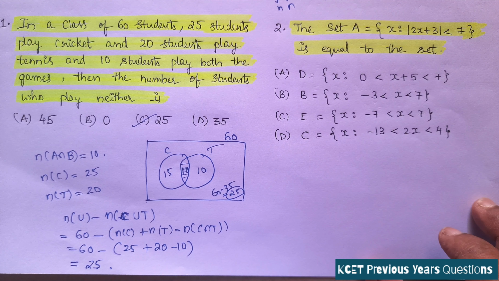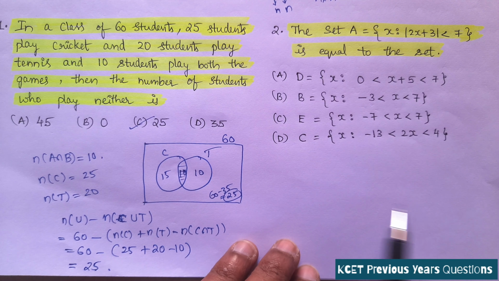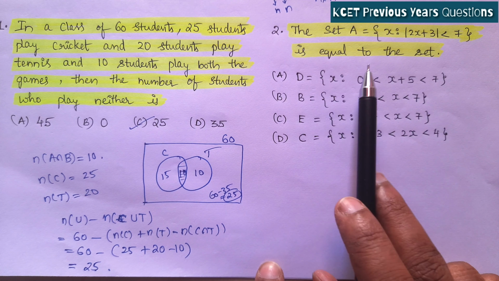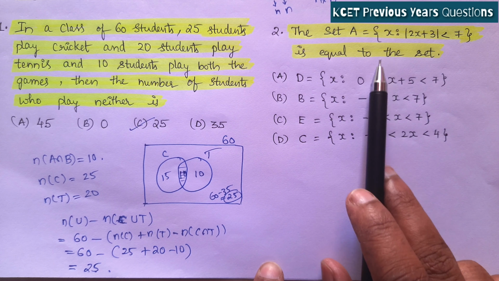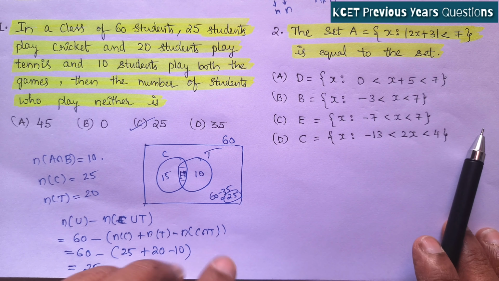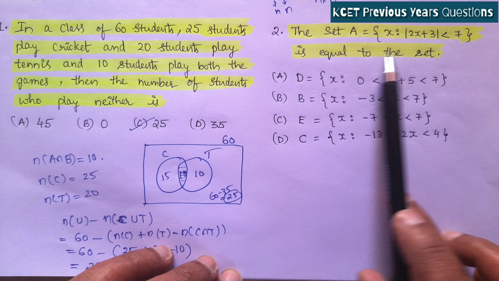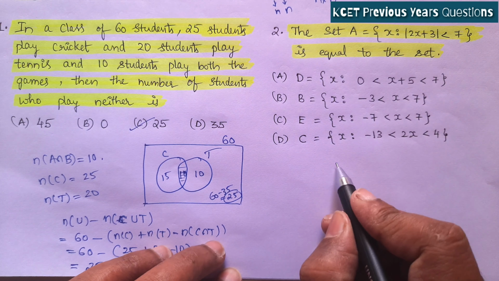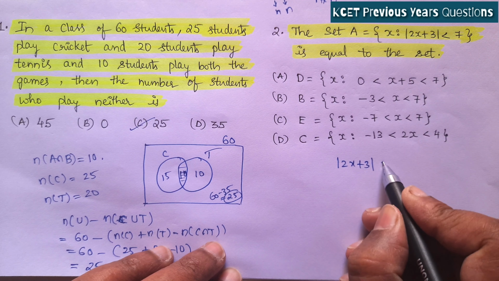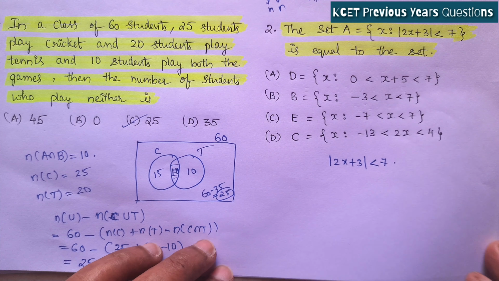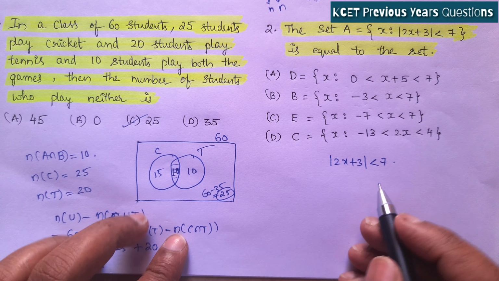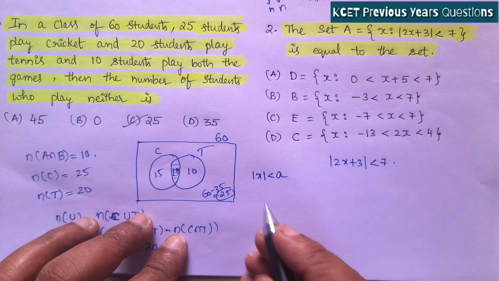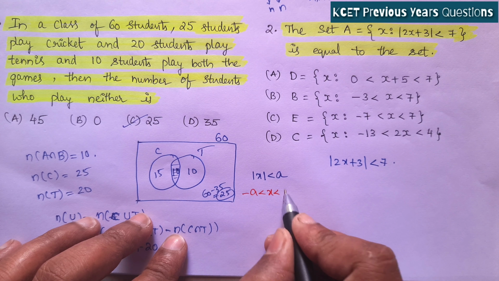Next, this is the second question in 2014. Set A is all x such that mod 2x plus 3 is less than 7. This question is related to sets and also to linear inequalities. As they have given it in set form, I will consider it in sets. So they gave mod 2x plus 3 less than 7. Let me tell you a shortcut formula. Whenever they give mod x less than a, we can write it as minus a less than x less than a.